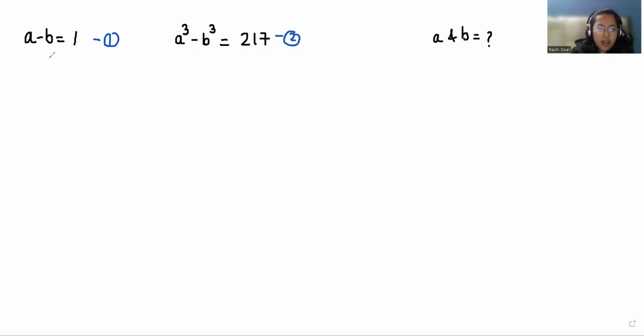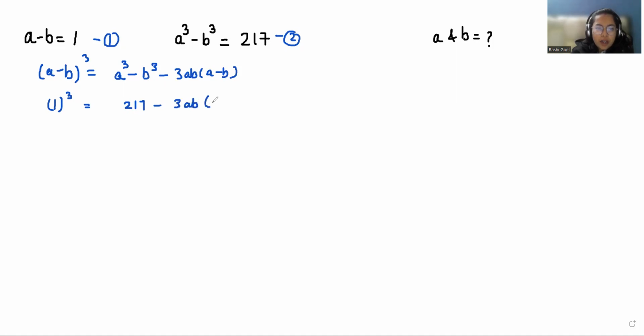So I'm going to use a very famous identity, that is a minus b whole cube equals a cube minus b cube minus 3ab times (a minus b). So from equation number 1 we can put the value of a minus b as 1 cube, and the value of a cube minus b cube from equation number 2, that is 217, minus 3 times ab, and the value of a minus b is 1.